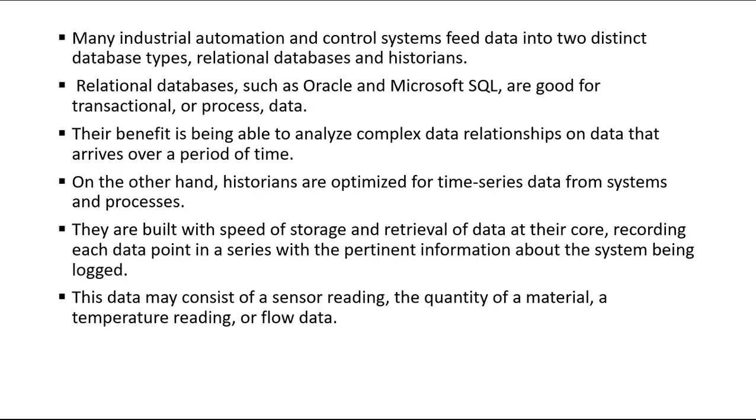Many industrial automation and control systems feed data into two distinct data types, that is, relational databases and historians. We use different databases for different needs. Relational databases like SQL work well for business transactions. SQL is a structured data format represented using rows and columns, meaning a table structure, and it is used for business transactions. A historian is a special database used to store data that changes over time.